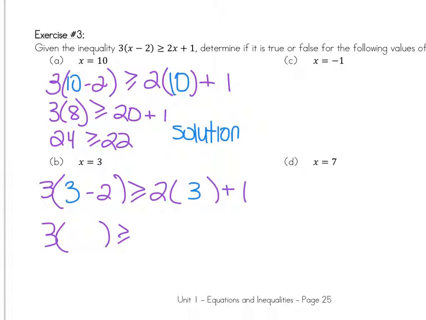So 3 minus 2 is 1. 2 times 3 is 6, plus a 1. So then I end up getting 3 times 1, which is 3. Is 3 greater than or equal to 6 plus 1? 7. Is 3 greater than or equal to 7? No. So this is false, or not a solution.